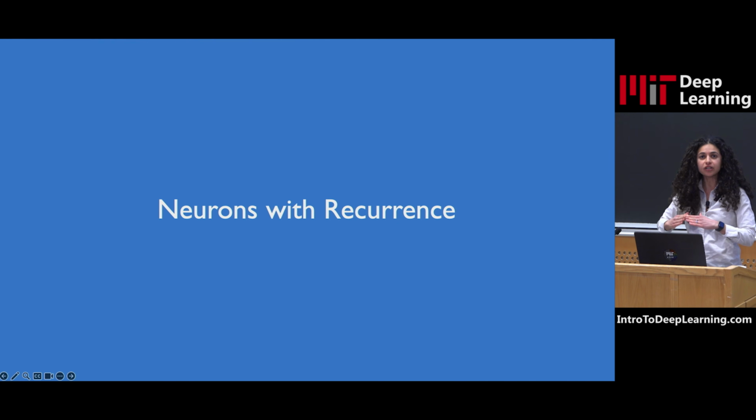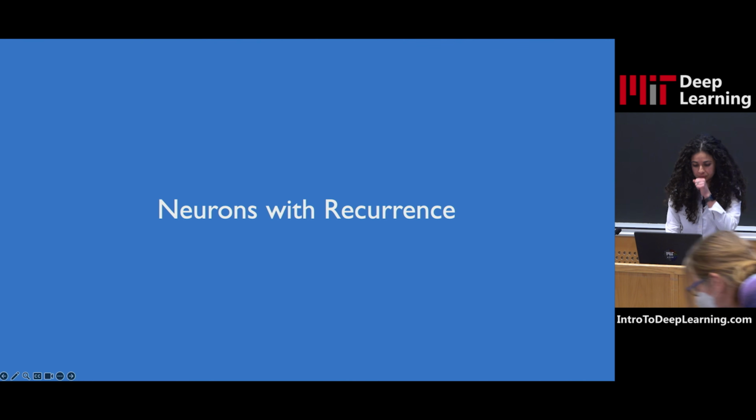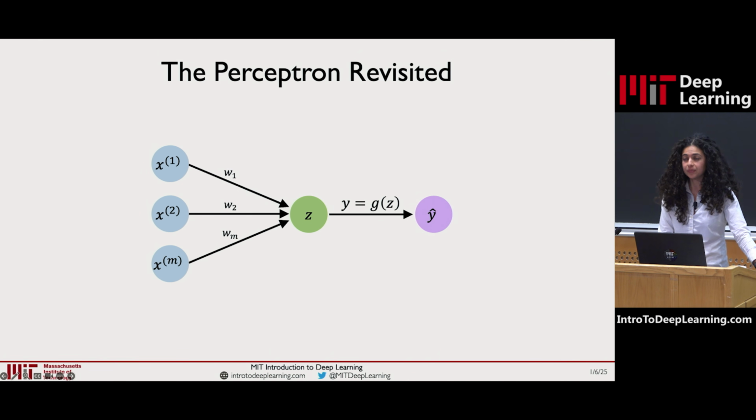And so we're going to build up from the perceptron that Alexander introduced and go step by step to develop an understanding of these models. Okay, so let's do exactly that. Let's go back to the perceptron, which we studied in lecture 1.